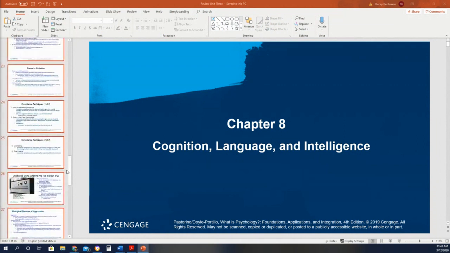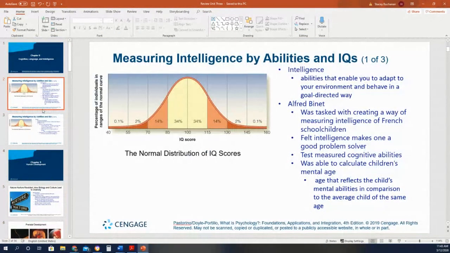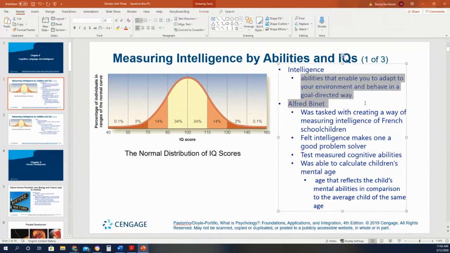So let's first go over Chapter 8. With Chapter 8, the key thing to know is the idea of intelligence. As we previously discussed in class, intelligence is all about the abilities that enable you to adapt in your environment and behave in a goal-directed way. So what exactly does that mean? Good question. Let's think about this.